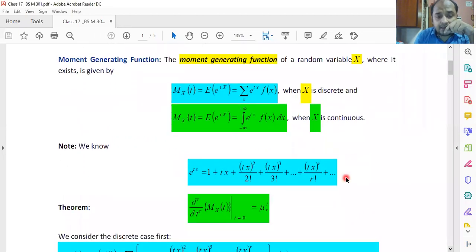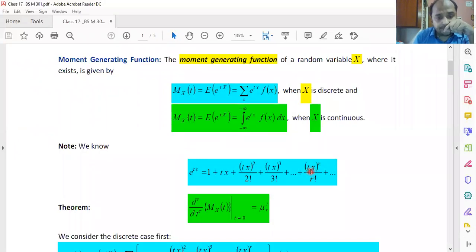Secondly, I must remind you of this particular series. This series is a very well-known series. We have done it several times in your earlier courses. It is the series of e to the power x, and in place of x, we have tx. So all the x's have been replaced by tx. You see, 1 plus tx plus (tx) squared by 2 factorial plus (tx) cubed by 3 factorial plus dot dot dot plus (tx) to the power r by r factorial plus dot dot dot. r is positive.